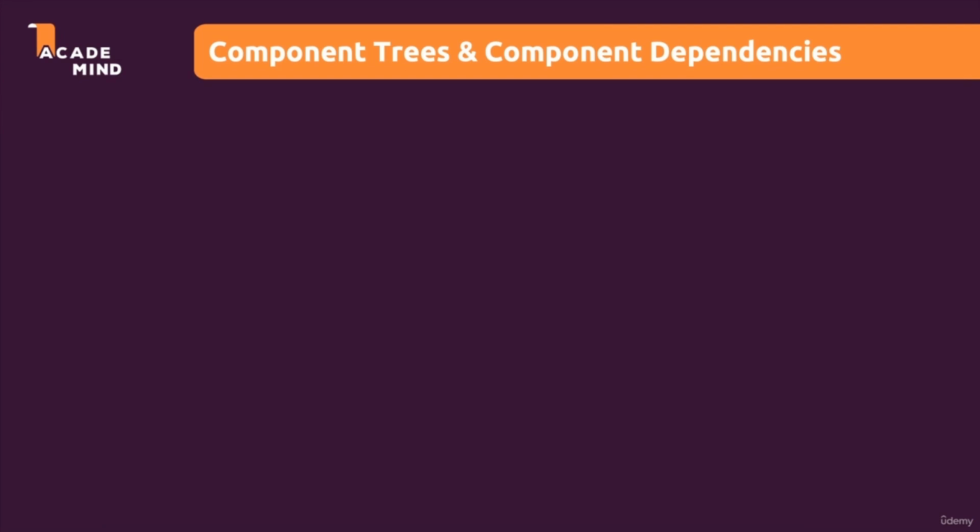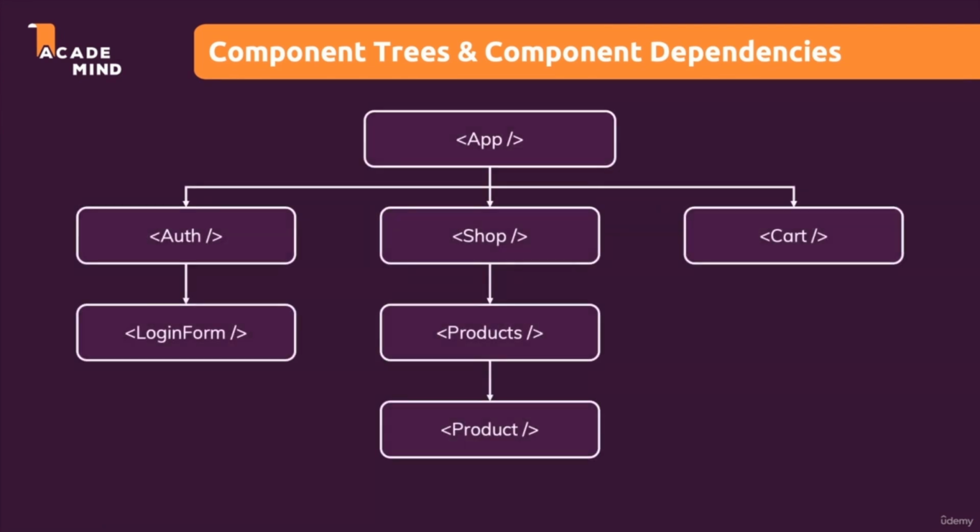Consider this example of a fictional app. We could have an app with an app component, with let's say an auth section with a login form, with a shop section where we have a list of products in which we render individual product items, and with a cart. Now in the login form, we might have the login event when the user fills out the form and submits the form, and we validate the data and find out that the user is logged in.